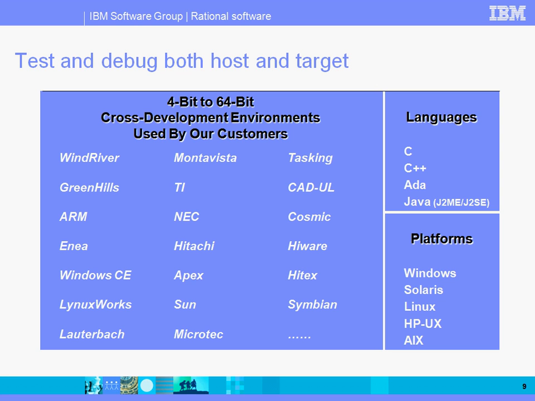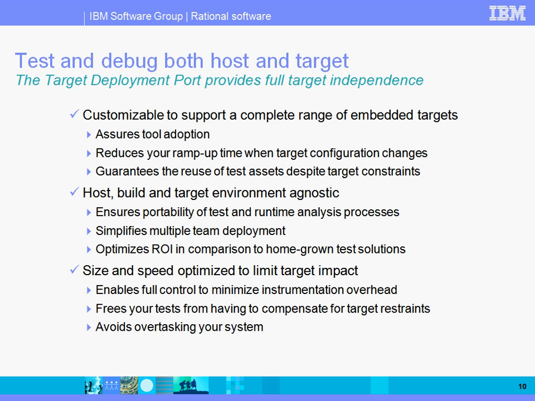The tool is supported from 4-bit to 64-bit cross development environments. A few are named here: Wind River, Green Hills, and the like. The platforms supported are Windows, Solaris, Linux, HP and AIX. There is a beautiful provision here, the target deployment port, which can give you customization of this tool for any kind of embedded application environment. So this is customizable to support a complete range of embedded targets.